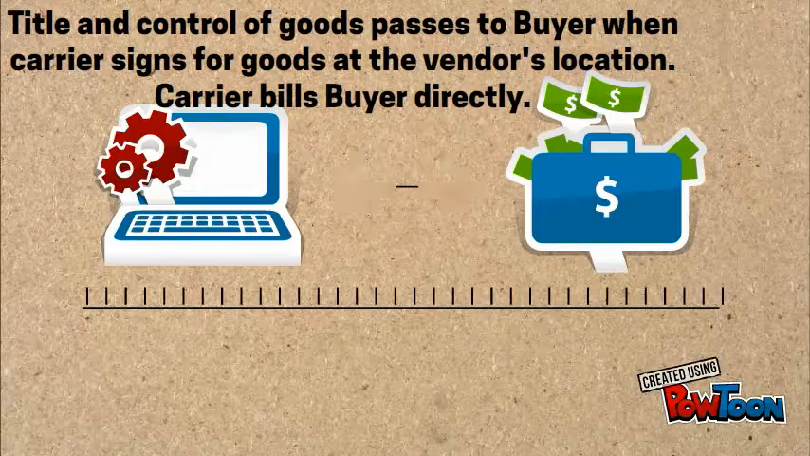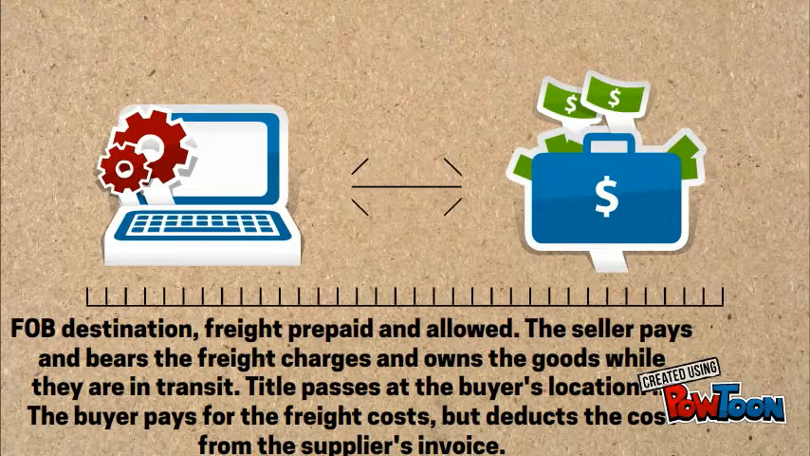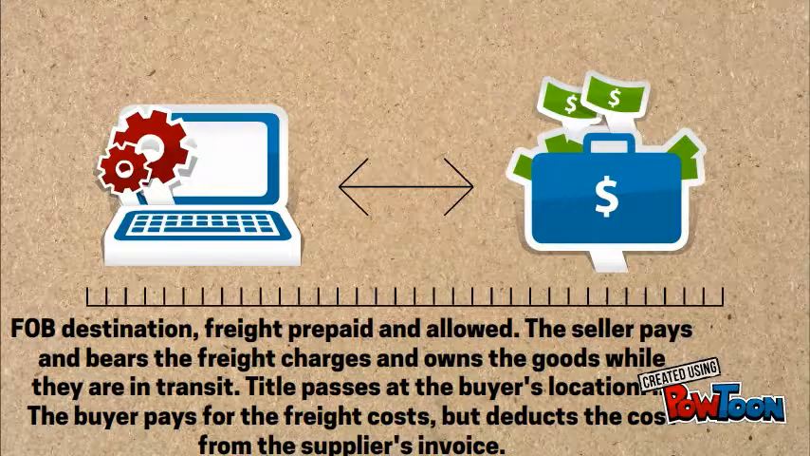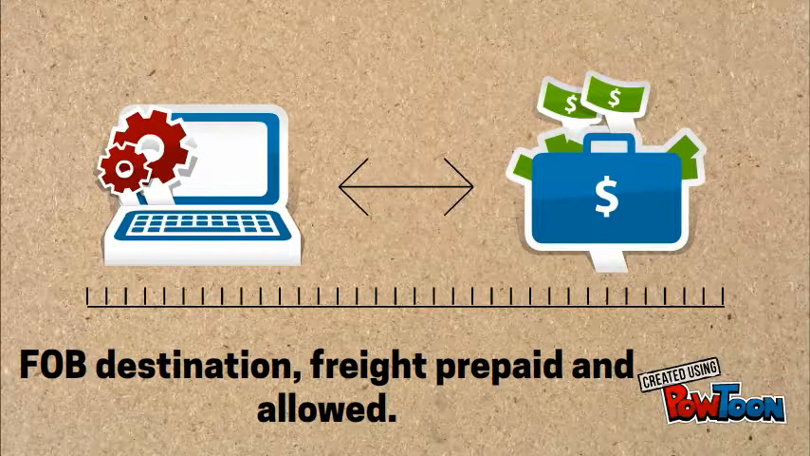Title and control of goods passes to the buyer when the carrier signs for the goods at the vendor's location. The carrier bills the buyer directly. FOB destination, freight prepaid and allowed: the seller pays and bears the freight charges and owns the goods while they are in transit. Title passes at the buyer's location. The buyer pays for the freight costs, but deducts the cost from the supplier's invoice. FOB destination, freight prepaid and allowed.